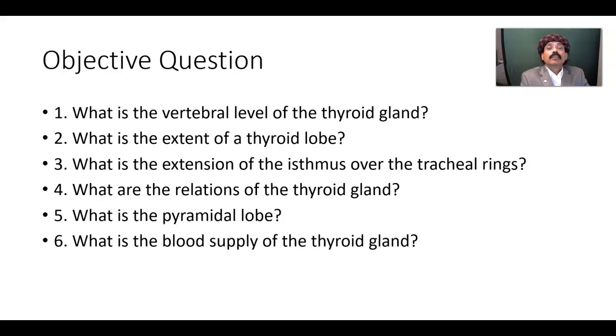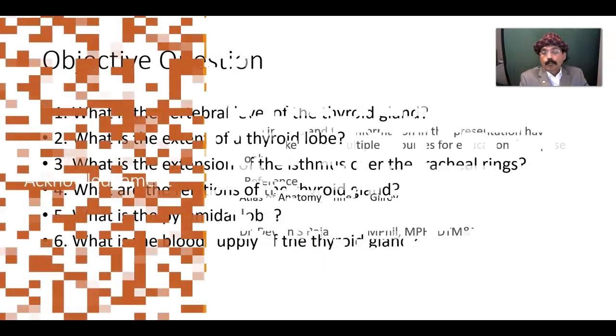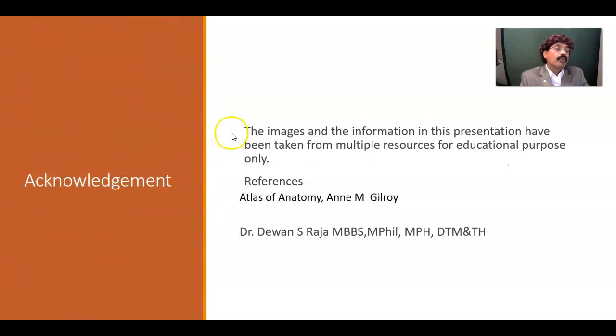Venous drainage, the superior thyroid vein will go to the internal jugular vein. Inferior thyroid vein, maybe one, maybe two, they open into the left brachiocephalic vein. Okay, and that's all about the surface anatomy of the thyroid gland.